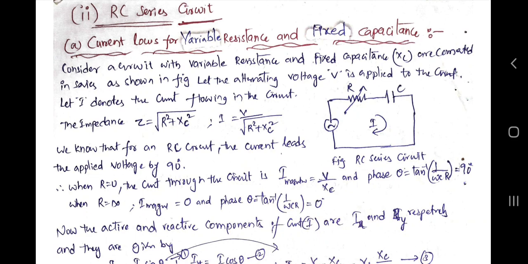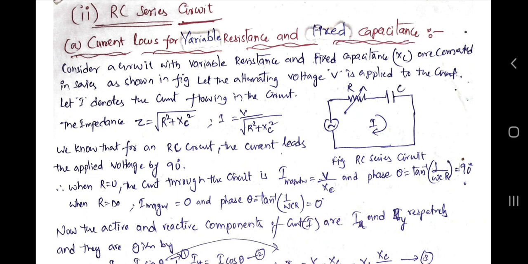Therefore, the total impedance of the circuit is given by the square root of R square plus XC square, and the current passing through the circuit is the ratio of the applied voltage to the total impedance, which is V by the square root of R square plus XC square. Here the capacitance differs a little bit from the inductance: the inductive current lags and the capacitive current leads the voltage by 90 degrees.